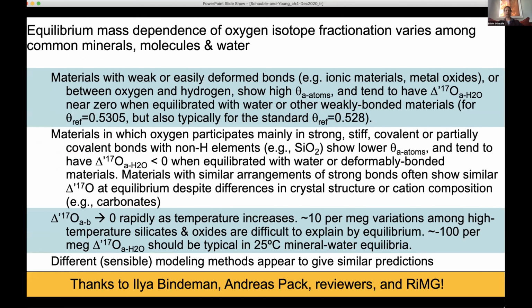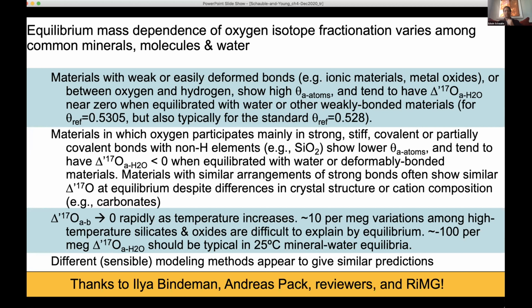All right, so to wrap up, we see that equilibrium mass dependence for oxygen isotope fractionation varies among different kinds of common minerals, molecules, and water at equilibrium. The basic observation here is that when you have a material that has weak or easily deformed bonds, things like ionic materials or metal oxides like iron oxides, those tend to show a high slope relative to atoms, a high mass dependence exponent. And so you would expect them, when they equilibrate with something like water vapor, to have small deviations in cap delta O17 at the most.